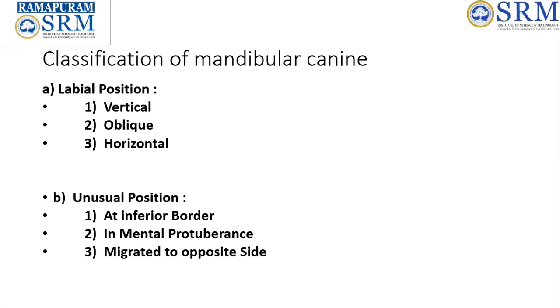Classification of mandibular canine: again, labial and unusual position. Labial can be vertical, oblique, or horizontal. Unusual position can be in the inferior border or in the ventral protuberance, or it can be migrated to the opposite side.